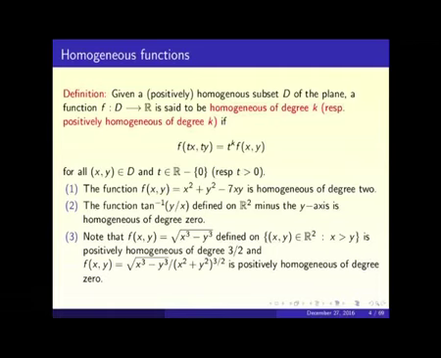So the last example that you see in the slide, square root of x cube minus y cube divided by x squared plus y squared to the power 3 by 2. You replace x and y by tx comma ty, and then you see that it's homogeneous of degree 0, but t has to be positive. So you got examples of functions which are homogeneous and functions which are only positively homogeneous.